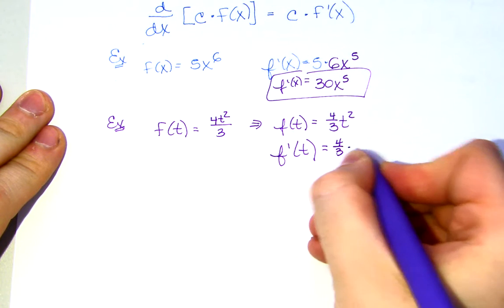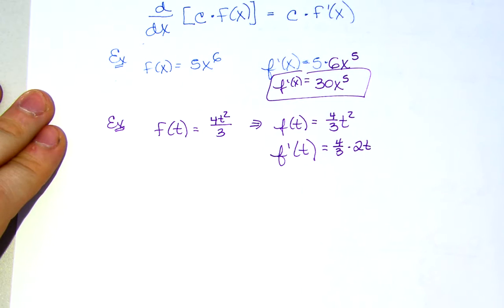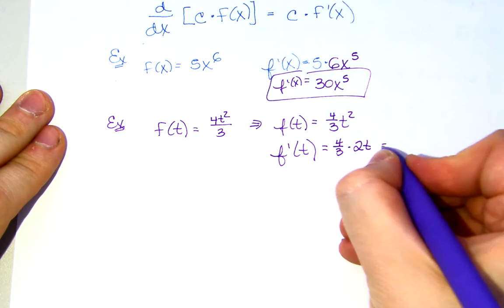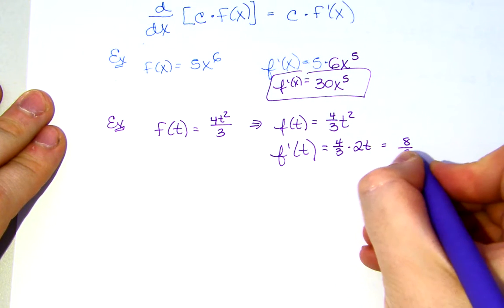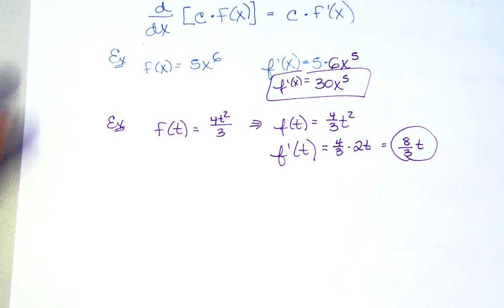Yep. If you feel like you need to show some work here, which I don't necessarily need, it's 4/3 times 2t. That becomes 8/3 t, or 8t over 3, or some version of that.